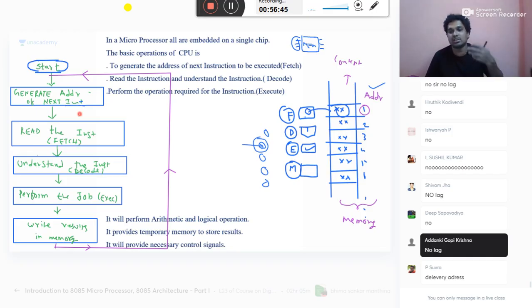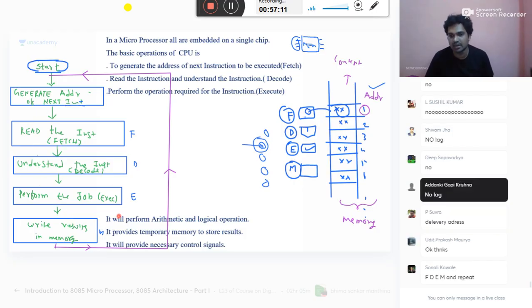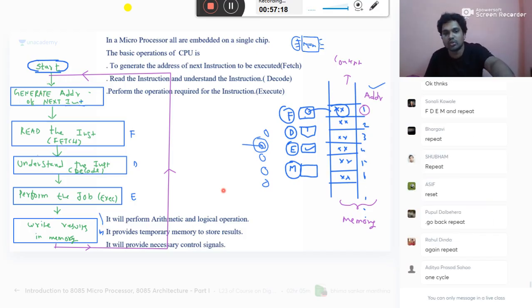That is called fetching. Fetching is just reading. After reading, understand it, that is decode. After decode, perform the job, do whatever is required. Then write it in the memory. After writing into the memory, one instruction is completed. Then repeat the cycle. Again, generate the next address, fetch it, decode it, execute, write to memory, and so on. You do this job repeatedly.